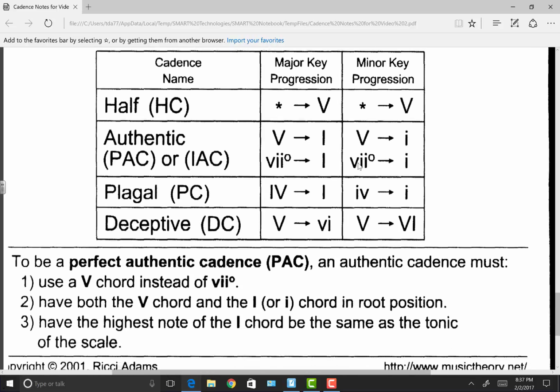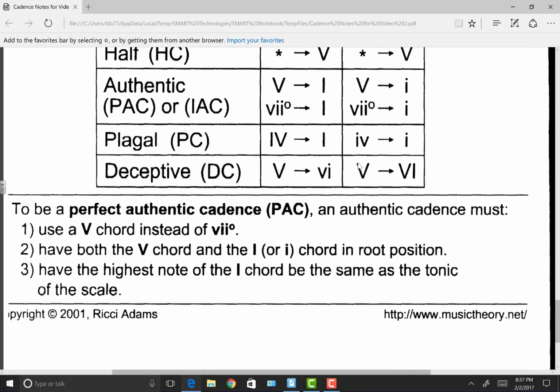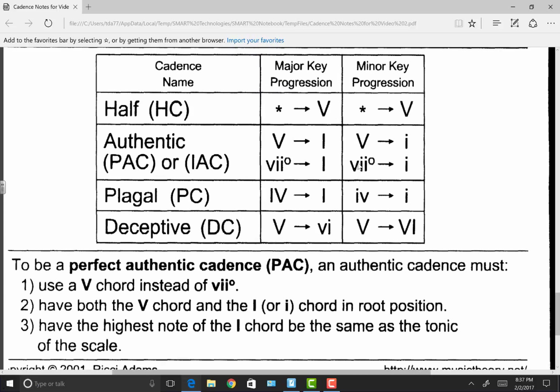Quick review: to be a perfect authentic cadence, an authentic cadence must use a 5 chord instead of a 7 diminished chord. A perfect authentic cadence must have both the 5 chord and the 1 chord in root position. And a perfect authentic cadence must have the highest note of the 1 chord be the same as the tonic of the scale in the soprano.